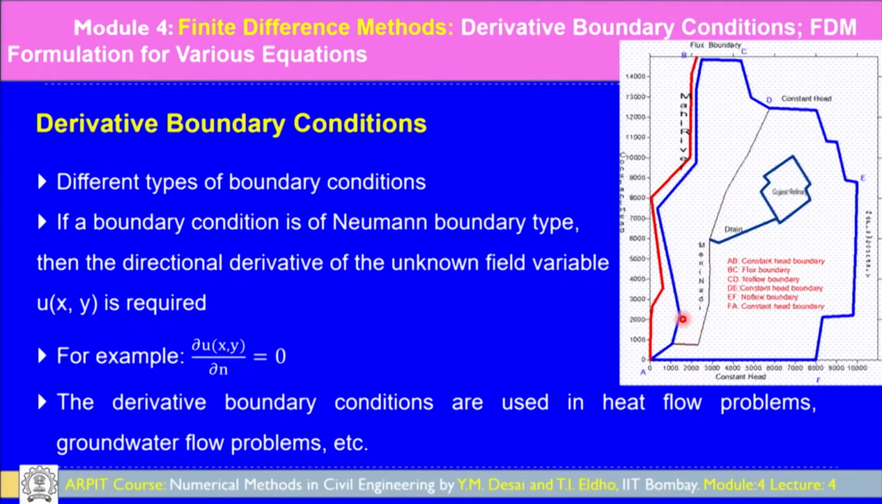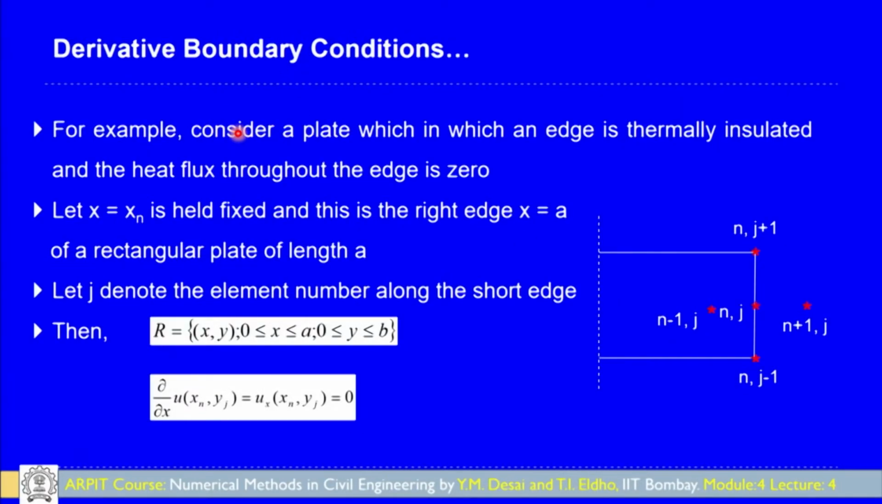Now let us consider, for example, a plate in which an edge is thermally insulated. We consider a plate like this, where this edge is thermally insulated and the heat flux through the edge is 0. Let us consider this x equal to x_n. This side x equal to x_n is fixed, and this is the right edge, x equal to a, of a rectangular plate of length a. So, this total length is a.